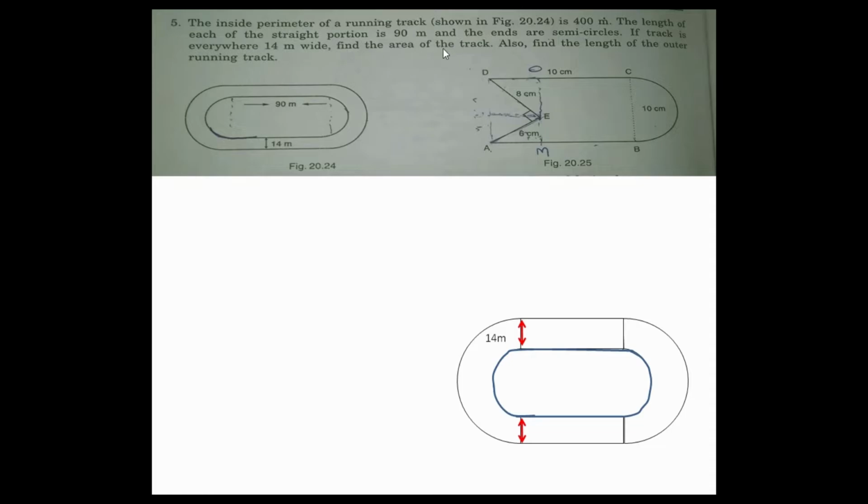First is the area of the track. What is the area of the track? This green portion is the area of the track. We have to find the area of this green portion. You can see this green portion. We have to find the area of this green portion.